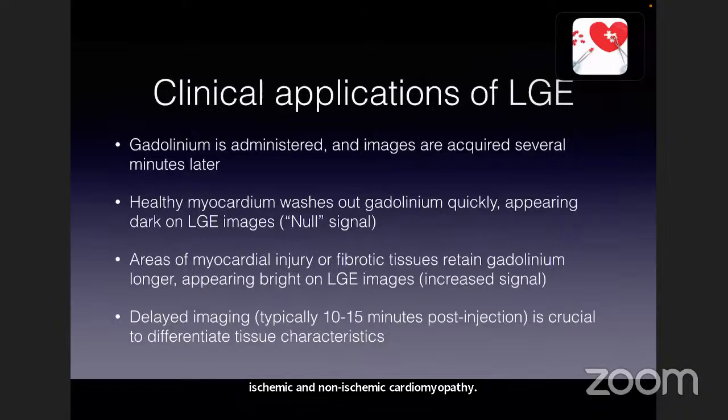Gadolinium is administered and images are acquired several minutes later. Healthy myocardium washes out gadolinium quickly, appearing dark in LGE images, or called null signal. Areas of myocardial injury or fibrotic tissue retain gadolinium longer, appearing bright in LGE, or called increased signal. The delayed image, typically 10 to 15 minutes post-injection, is crucial to differentiate tissue characteristics.